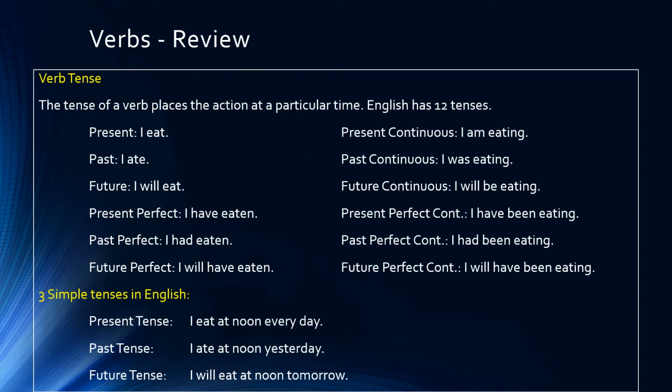We gave consideration to verb tenses. And again, there are 12 tenses in the English language: present, past, future, present perfect, past perfect, future perfect, present continuous, past continuous, future continuous, present perfect continuous, past perfect continuous, and future perfect continuous. And we also learned that the three simple tenses in English are present tense, past tense, and future tense.